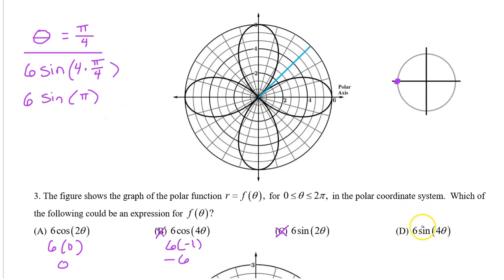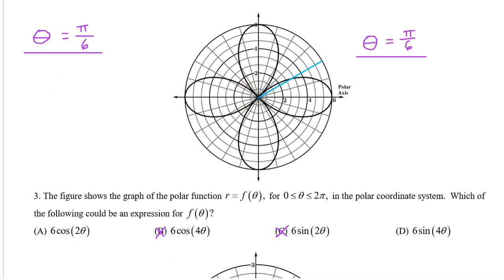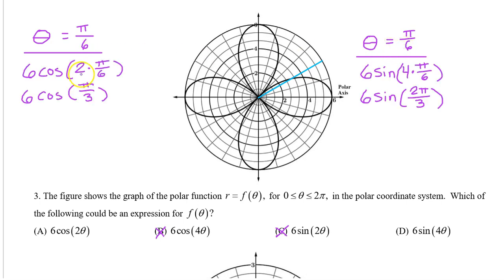Option D becomes 6 times the sine of 4 times pi over 4, which simplifies to 6 sine pi. The sine of pi is 0, so this will be 6 times 0, which is 0. This cannot be eliminated because at pi over 4 radians, we do have an r value of 0. Let's see if we can narrow it down to the final answer by letting theta equal pi over 6.